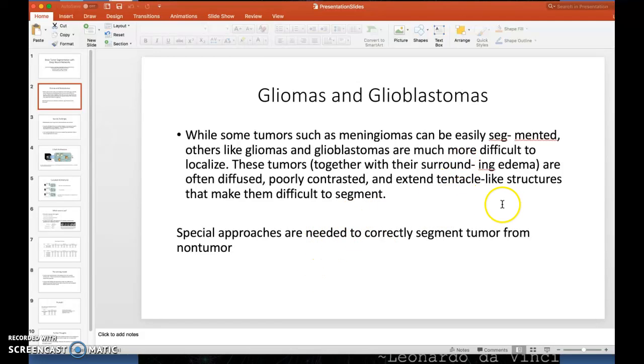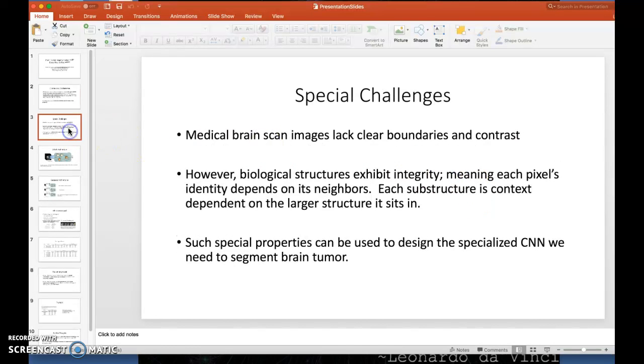So we need special tools, maybe like GPUs and supercomputers. The challenges are that medical images often have very blurry boundaries and no sharp contrast. It's not like a flower in a green field. However, we can use one thing to our advantage: a tumor cell is most likely to be next to a tumor cell, which means biological things have an integrity about them.